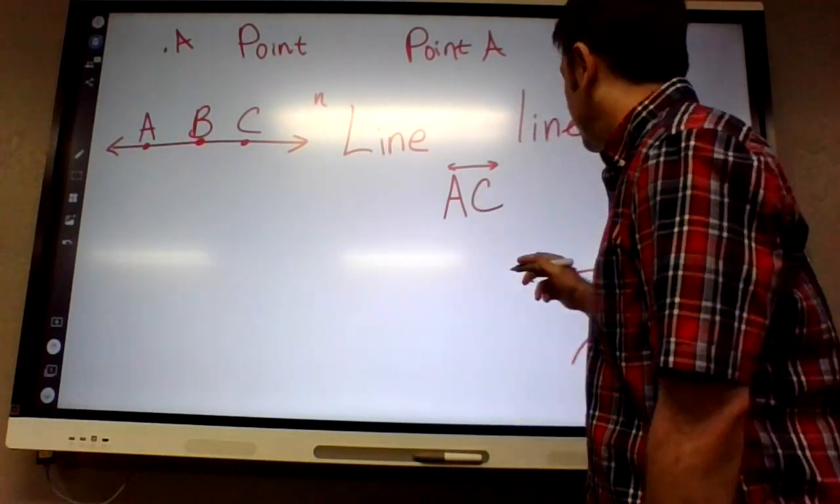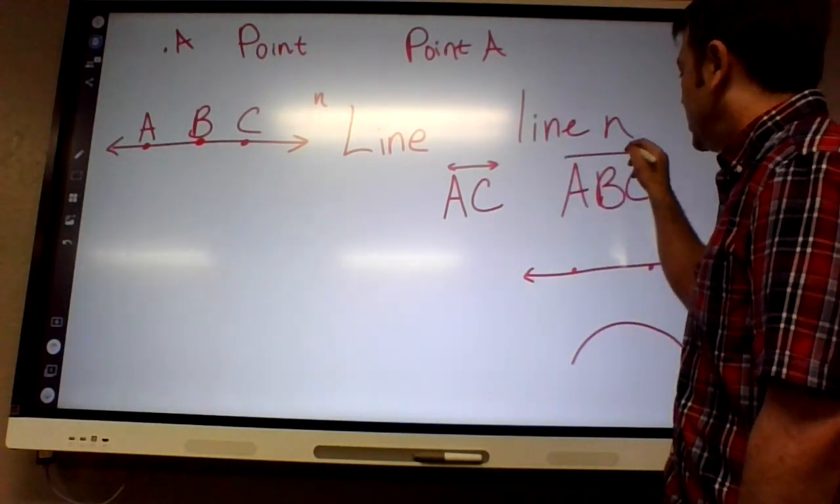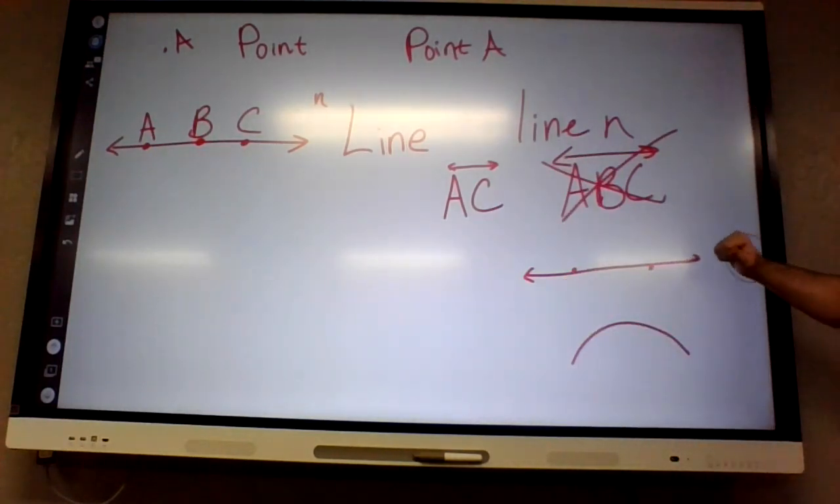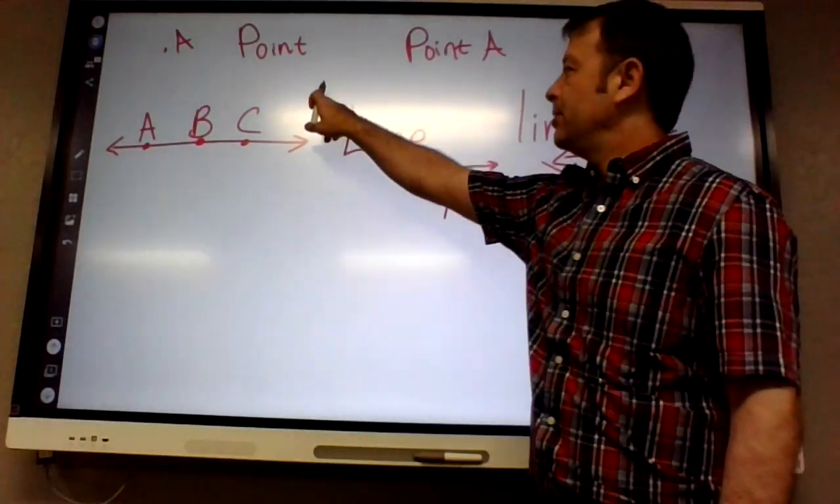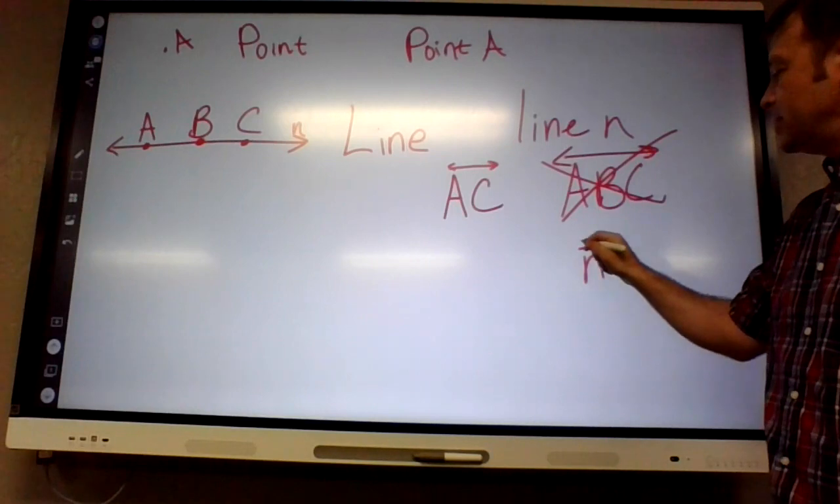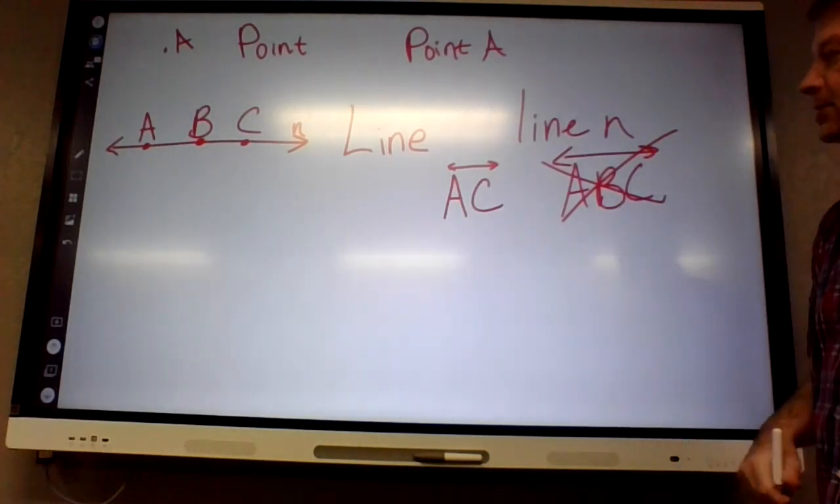So do not call it line ABC. That's a no-no. Also, if they put a little N over here, don't say it's line N with that symbol. That's not right either. Just say line N.